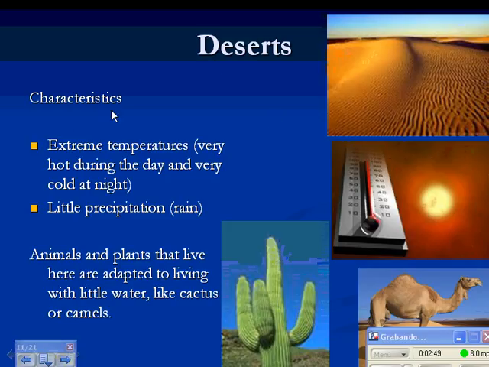Deserts. Characteristics of deserts are that they have extreme temperatures, so they are very hot during the day and very cold at night. They have very little precipitation or rain, and the animals and plants that live here are adapted to living with little water, like cactus or camels.